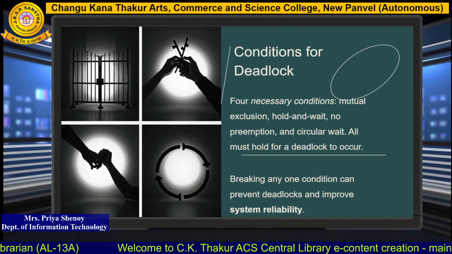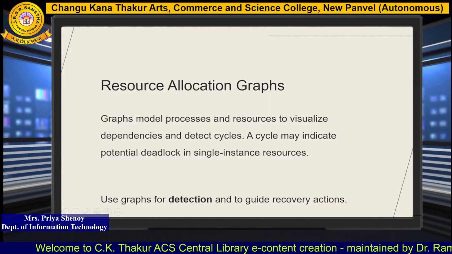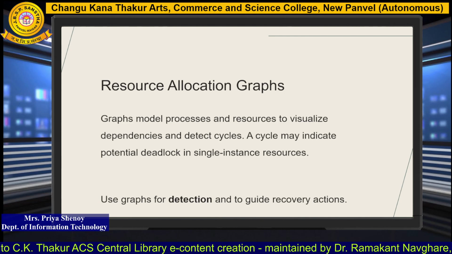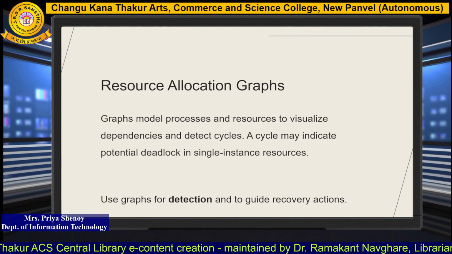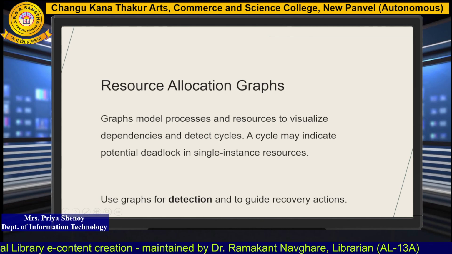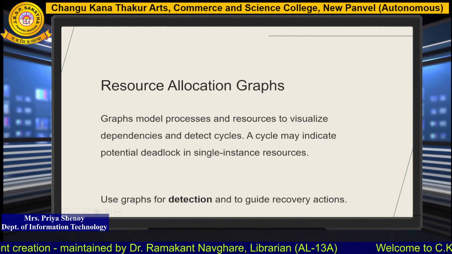thereby improve system reliability. Now, to check whether deadlock has occurred in the system or not, resource allocation graphs are used. These graphs are basically showing the resource allocation as well as the processes that are there in the system.